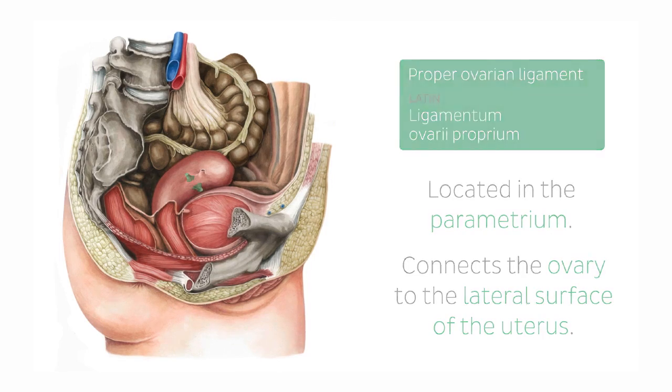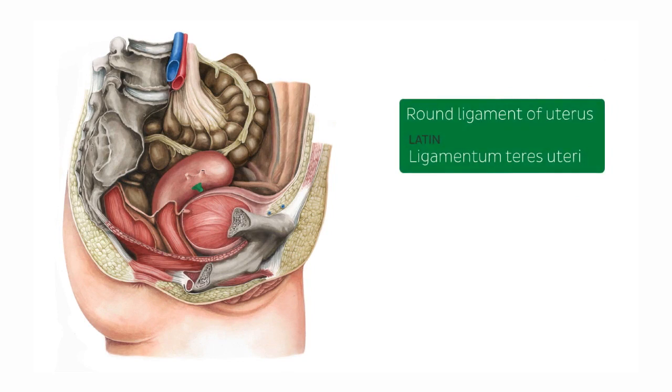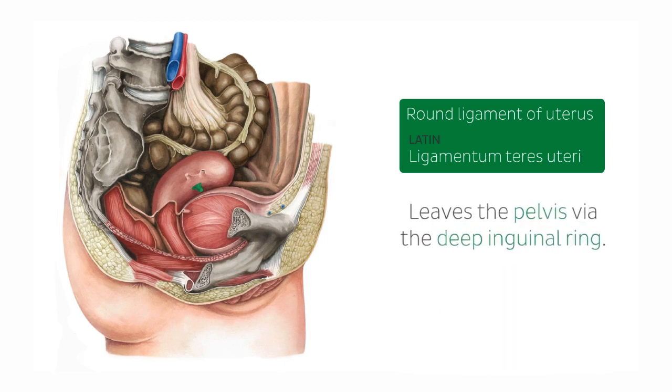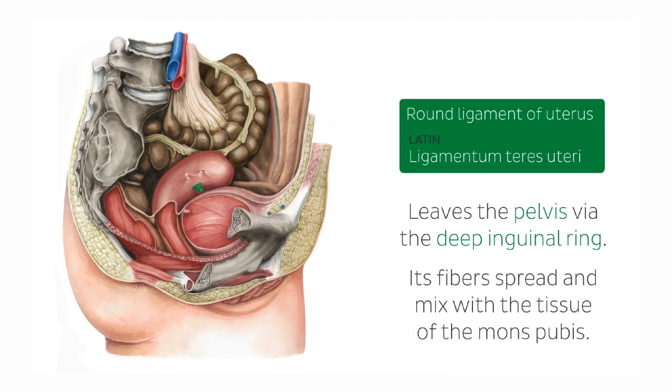The next structure we're going to be highlighting here is also known as a ligament. This is known as the round ligament of the uterus. This ligament originates at the uterine horns in the parametrium, and the round ligament leaves the pelvis via the deep inguinal ring, passes through the inguinal canal, and continues on to the labia majora, where its fibers then spread and mix with the tissue of the mons pubis.